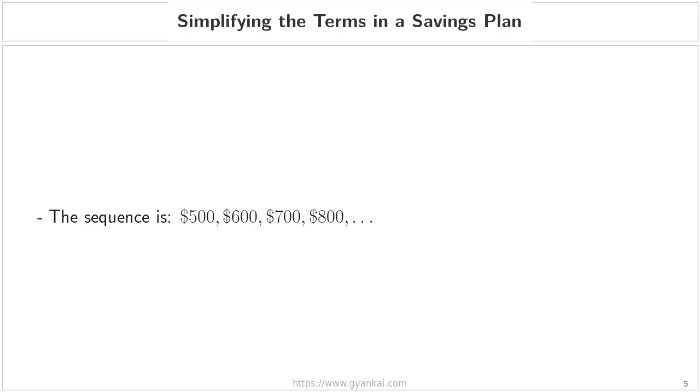This simplified list makes it much easier to visualize how the money is growing each week. As we move forward, we will use this pattern to understand how to find any specific term in a sequence without having to add them up one by one.